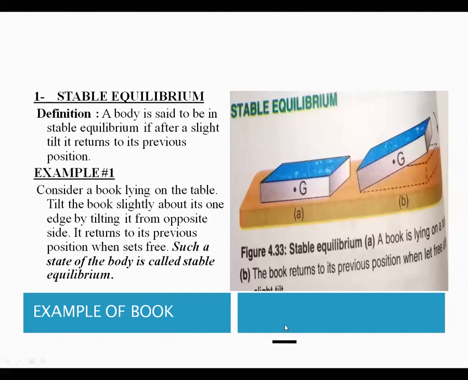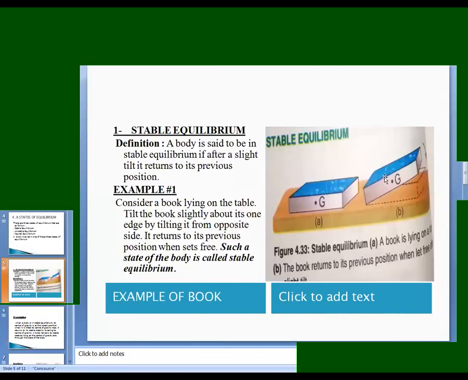Now I am moving towards more description. What is happening in this example, example number one, the example of the book? When a body is in stable equilibrium, its center of gravity is at the lowest position. Where is the center of gravity? G stands for center of gravity. We have already discussed center of mass in our previous lectures.